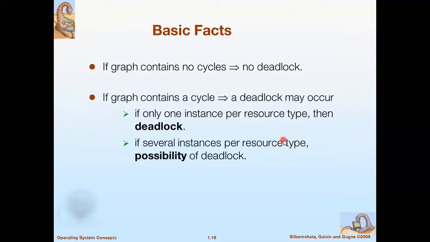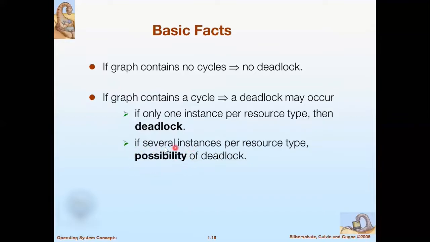So from the definition of the resource allocation graph, it can be shown that if the graph contains no cycle, then no process in the system is deadlocked. If the graph does contain a cycle, then a deadlock may exist. Under this point, if the graph contains a cycle, we need to consider two points of view. Number one is, if resource type has exactly one instance, then a cycle in the graph implies that deadlock has occurred. And number two is, if resource type has several instances, then there is a possibility of deadlock.